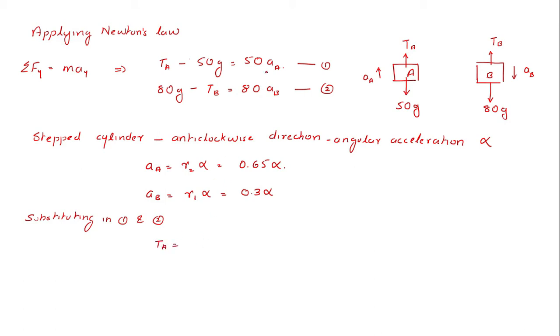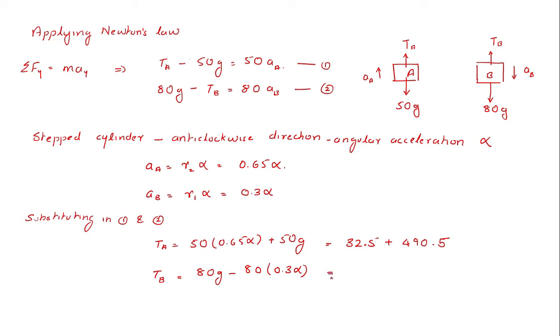TA will be equal to 50 into 0.65 alpha plus 50g. So that would give me 32.5 alpha plus 490.5, and TB as such would be 80g minus 80 into AB, that is 0.3 alpha. So if you substitute, I would get 784.8 minus 24 alpha. So here we have obtained TA and TB in terms of the angular acceleration alpha.